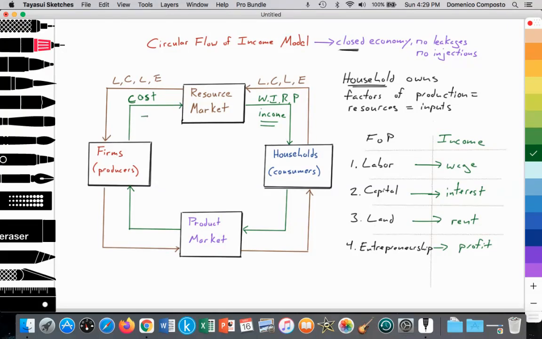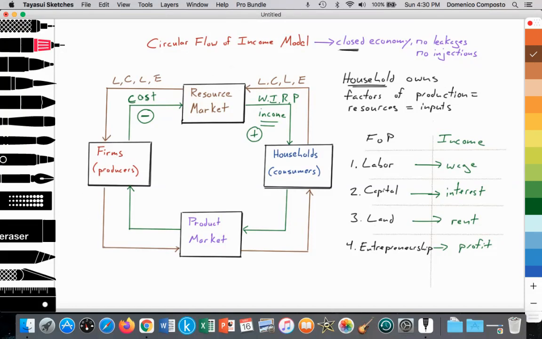So for the firm, where it's kind of a negative value, they're paying for this, their money is leaving the firm, this becomes a positive for the household because money is coming into the household in the form of income. All right, so land, labor, capital going to the firm. Again, these are inputs or resources.